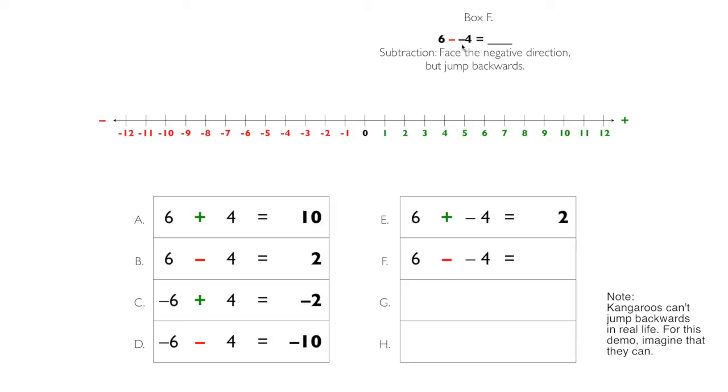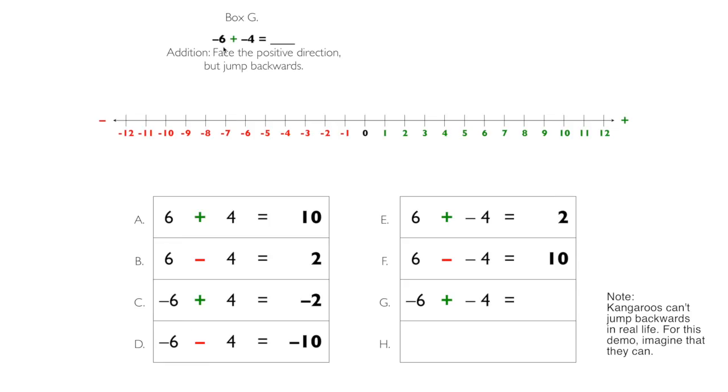6 minus -4. Start at 6 and face the negative direction. Here's 6, and we face the negative direction. How do we jump -4 spaces? Don't jump forwards, jump backwards. So let's jump negative 1, 2, 3, 4 spaces. 6 minus negative 4 equals 10. Write it down. Now for box G.